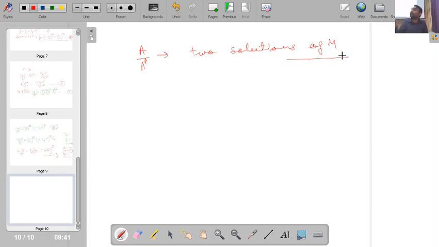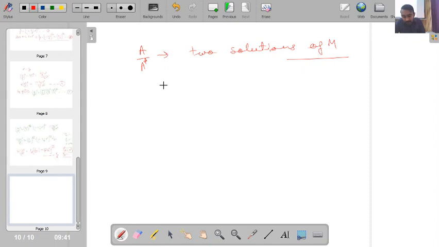Okay, I will be having two values of M because things are coming in square. So when you take the square root, you will find it will be plus or minus, two roots basically. So for this type of situation, I will be finding two solutions for M.